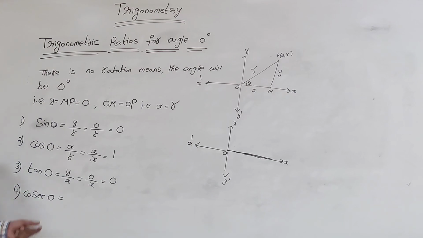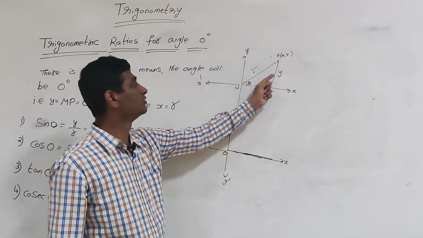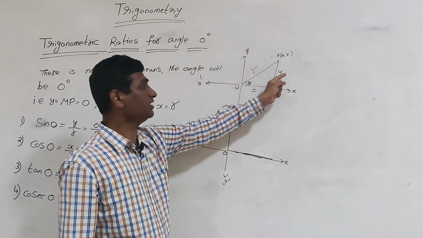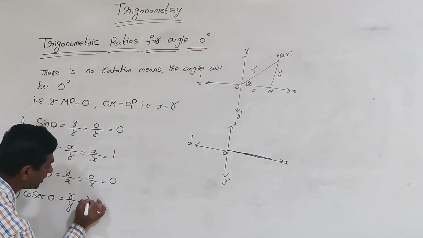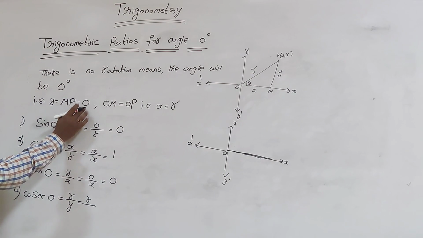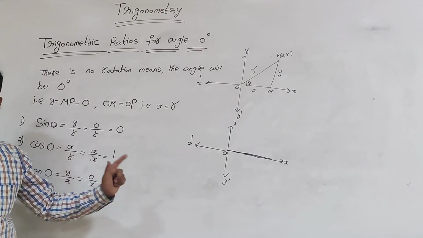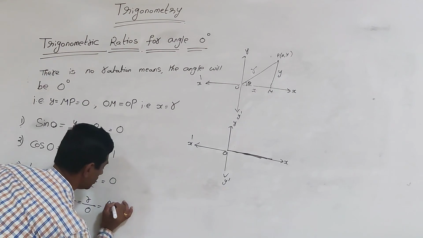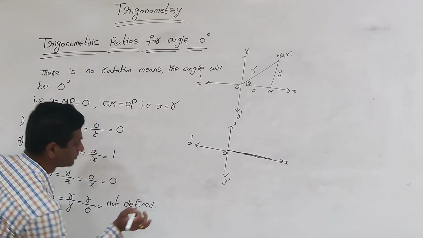Cosecant 0. As per the definition, cosecant theta is r by y. But y is 0, and anything by 0 is not defined. Means cosecant 0 is not defined.